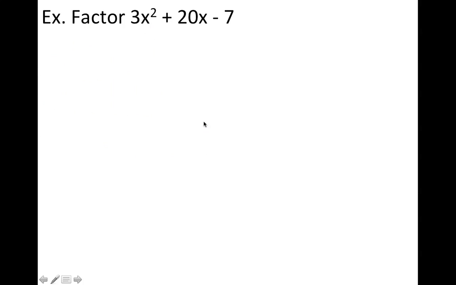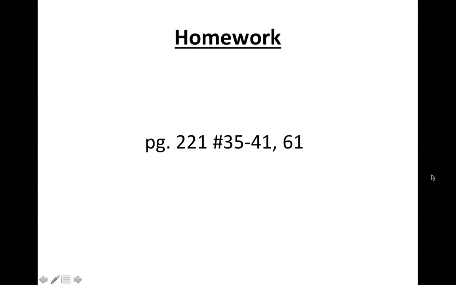And again, go ahead and try this one. Use the box method or MSG, whichever you prefer. And when you factor it out, you should get 3x minus 1 and x plus 7. And we'll be working on that in class tomorrow.